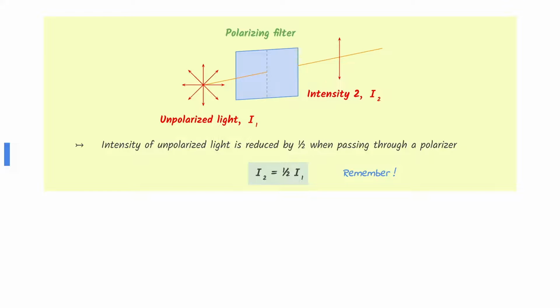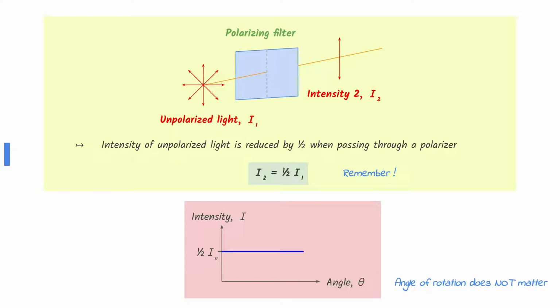When unpolarized light passes through a polarizer for the first time, the intensity is halved. The angle of the polarizer does not matter. This is a fact, so make sure to keep this in mind. Therefore, the intensity graph would have a straight line at half the intensity for all angles.